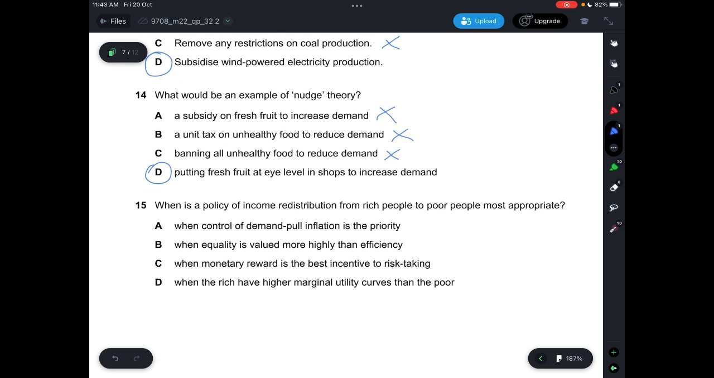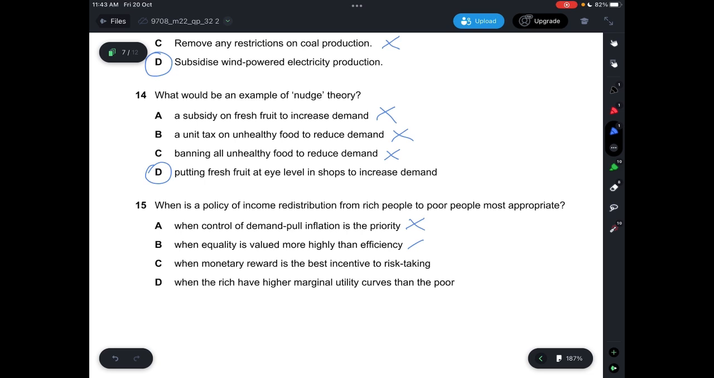Okay, 15. When is a policy of income redistribution from rich people to poor people most appropriate? Normally, income redistribution from rich people to poor people is done through direct taxes, and it has been progressive. A says when control of demand-pull inflation is the priority. This is incorrect. And B, when equality is valued more highly than efficiency. Yep, this is correct. So income redistribution is basically about income equality. If you value equality higher than efficiency, then it'll be possible to get income redistribution from the rich people to the poor people.